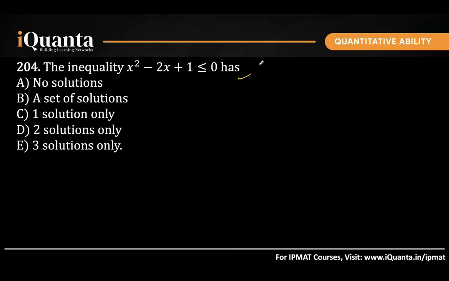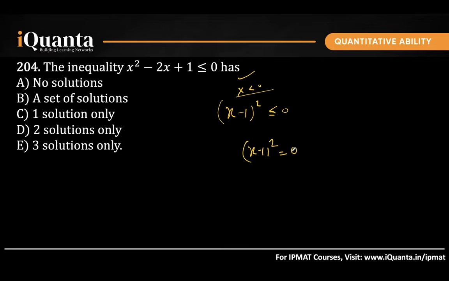Now let's come to this. The inequality x square minus 2x plus 1 less than equal to 0. So this is basically x minus 1 whole square less than equal to 0. This is a square, obviously. So this is a square. It can have minimum value 0. Okay. So my inequality says that the value of this should be less than or equal to 0. It can never be less than 0. It can never be less than 0. So it can only be equal to 0. So x minus 1 square can only be equal to 0.